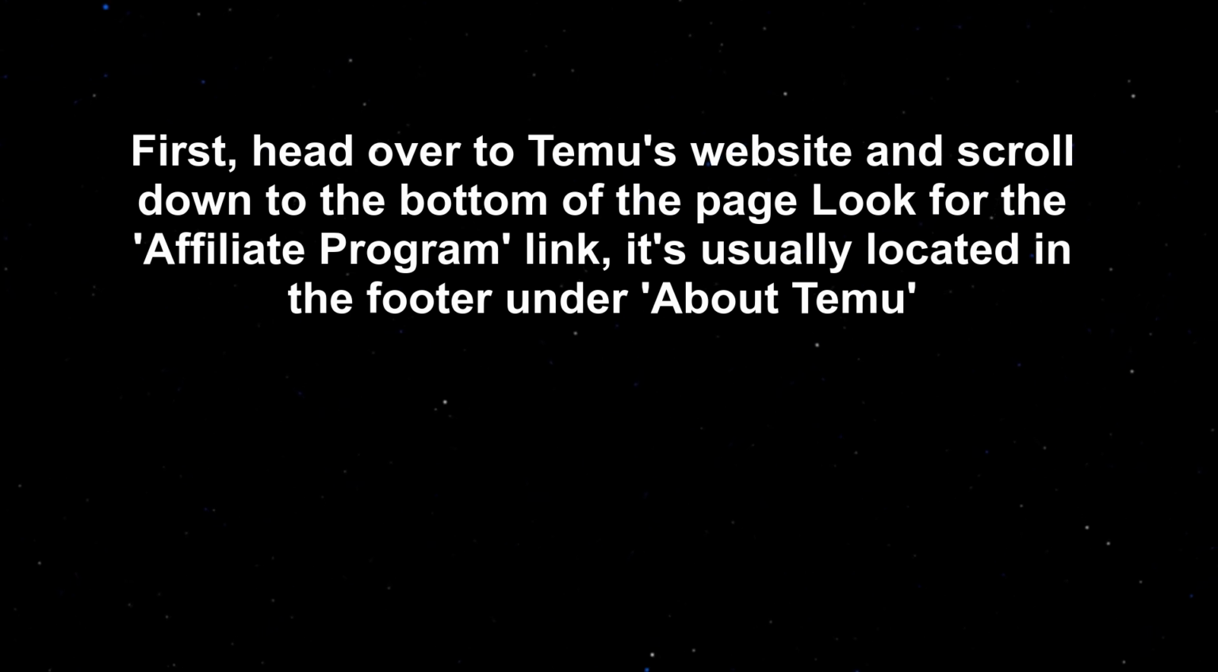Look for the affiliate program link. It's usually located in the footer under About Temu. Click the link and you'll be taken to the affiliate program page where you will click the sign up button. Fill out the application form with your accurate information, including your website or social media links and your payment details.